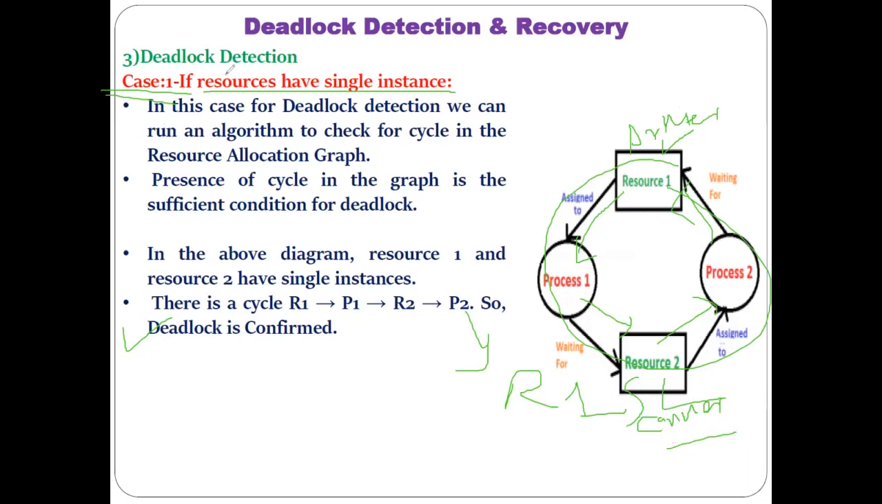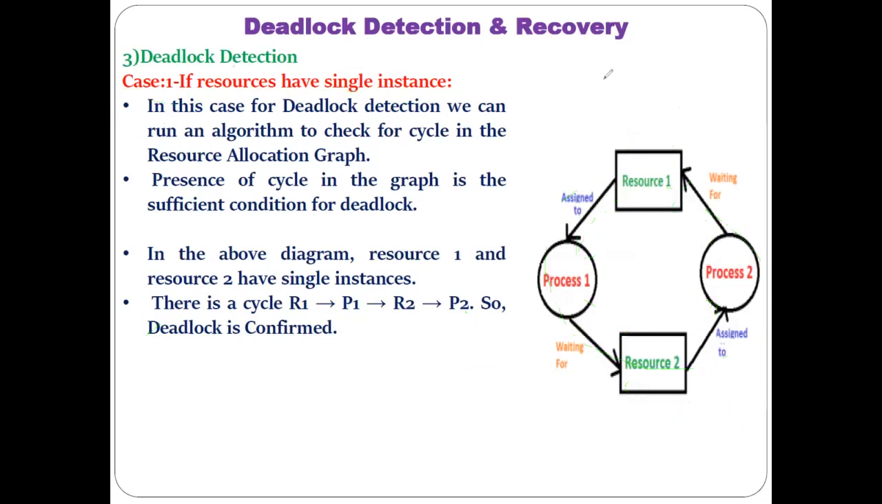Understood. So that is our first case, and in the first case you can see how we have detected the deadlock. We have detected the deadlock with the help of the resource allocation graph. So if in the resource allocation graph there is a presence of cycle, then we can confirm that the deadlock has occurred. Okay. Now let's see the second case.